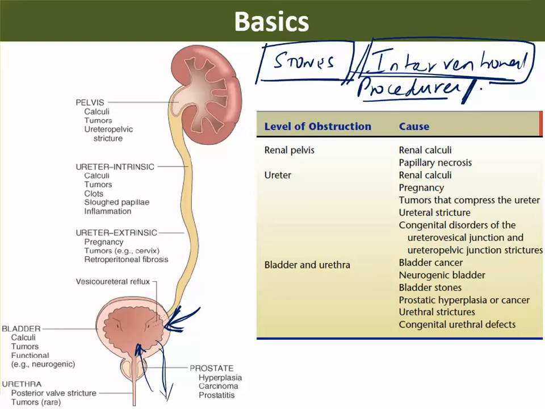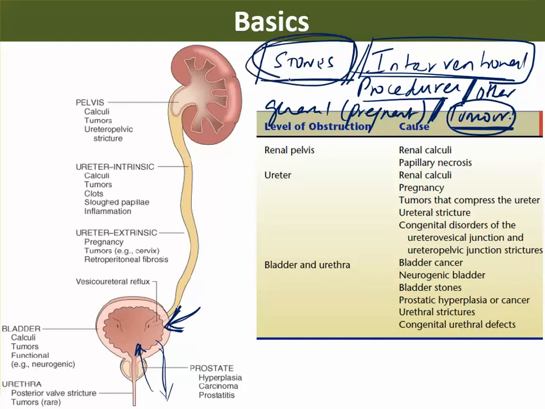Then you have to think of other general causes, like if the person is pregnant. Okay, so those are the causes you have to think of. Then last, come to the tumor. Okay, so tumor should be the last thing you think of when there is obstruction. Understand? Don't immediately jump to tumor as the first cause of urinary tract obstruction.